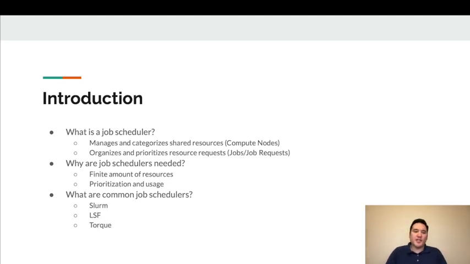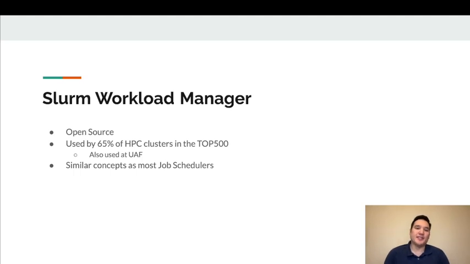Finally, just a couple of common job schedulers are Slurm, LSF, and Torque. In this lesson, we're going to be focusing on Slurm. The main reason we're doing this is it's free and open source, so that being available is great. Everyone can download it if you want to run it on your own machine to run some tests. It's also used by about 65% of HPC clusters in the top 500 list. If you don't know what the top 500 list is, it is the top 500 fastest HPC cluster supercomputers in the world. So 65% of these use Slurm.